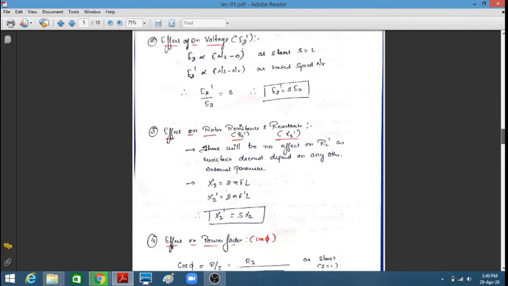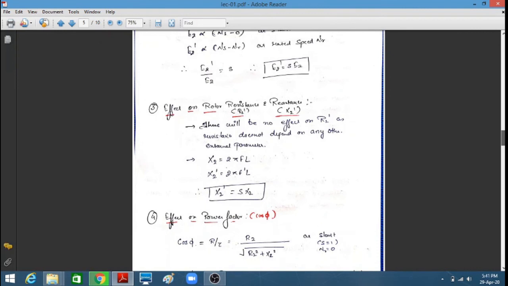Now third, the effect on rotor resistance and reactance, R2 dash and X2 dash. There will be no effect on R2 dash, as resistance does not depend on any external parameters. Now what is X2 dash? X2 dash is a reactance that depends on frequency. So when the frequency reduces, the reactance will also reduce. So X2 dash will also become s times X2.